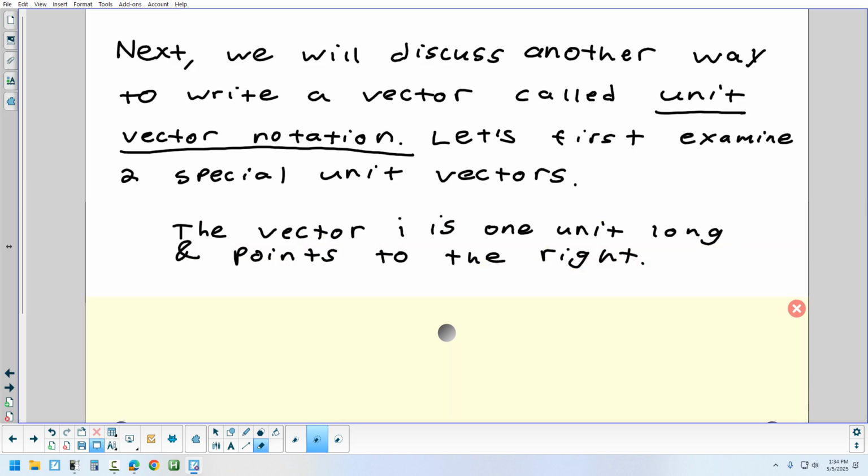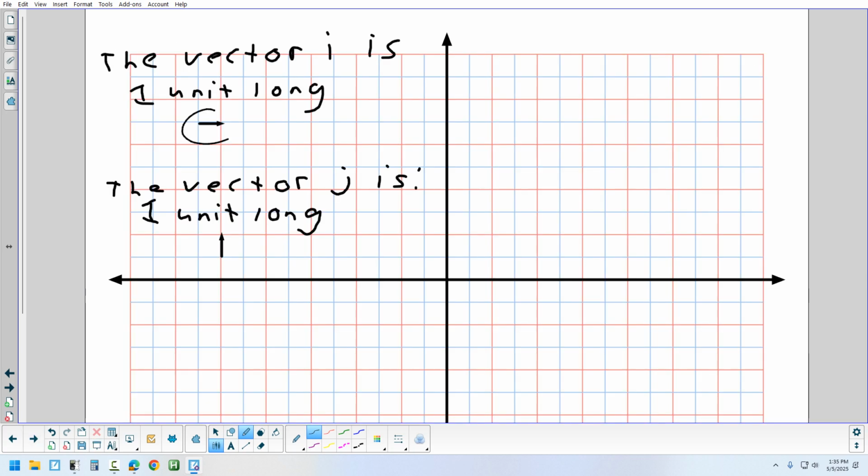So there are 2 special vectors in 2D that have names, and we can't use these names for anything else. I and J. One of them is I. And when you name a vector I, it means that it is exactly 1 unit long and it points to the right. You can't name a vector I and have it mean anything except that picture right there. If you don't have that, then pick a different letter. So it's 1 unit long and pointing up? No, pointing to the right.